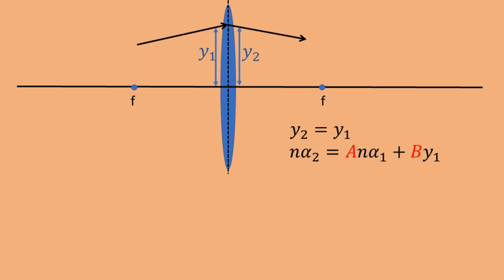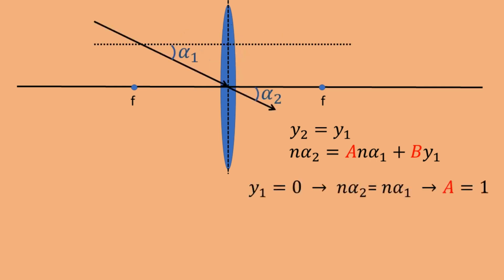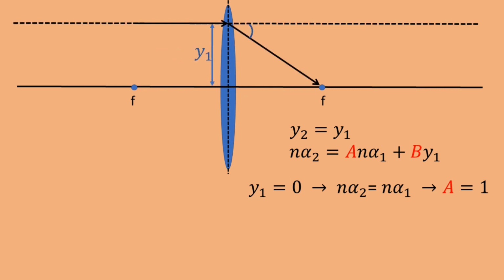To find a, consider a ray that is traveling through the center of the lens. In this case, y1 is equal to 0 and alpha2 is equal to alpha1, so a is equal to 1. To find b, consider a ray that is parallel to the optical axis, that enters the lens at a height y. We know that after the lens, this ray will go through the back focal point for whatever value y we consider. Therefore, the angle alpha2 of the ray after the lens is minus the arctangent of y over f, which in the paraxial approximation can be approximated as minus y over f.